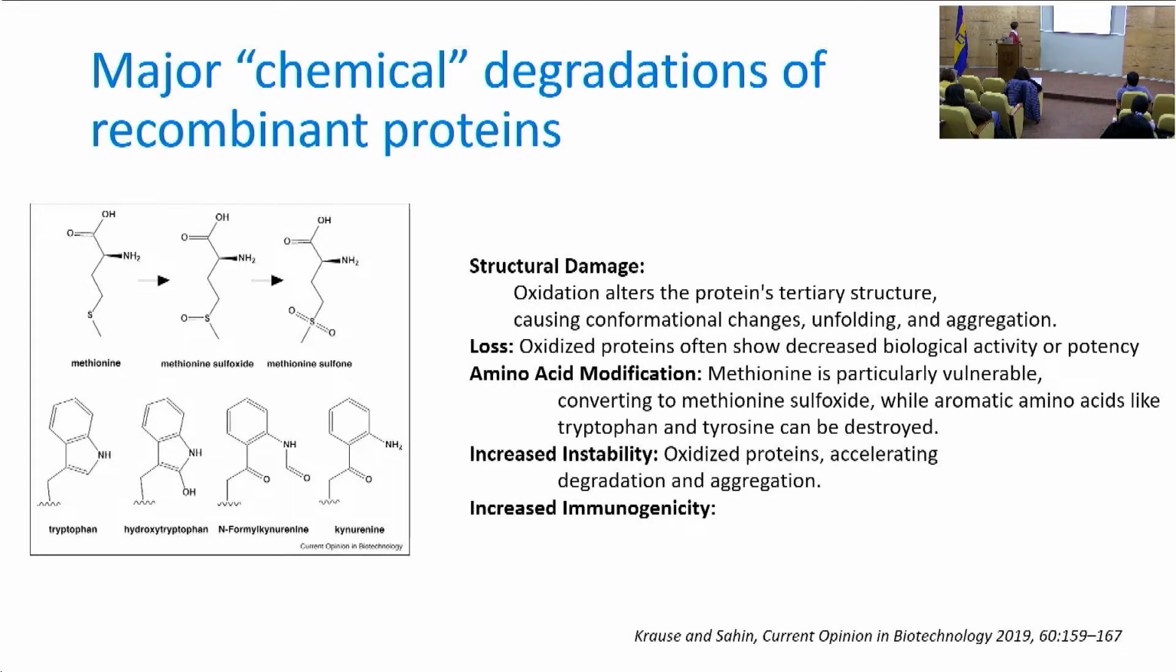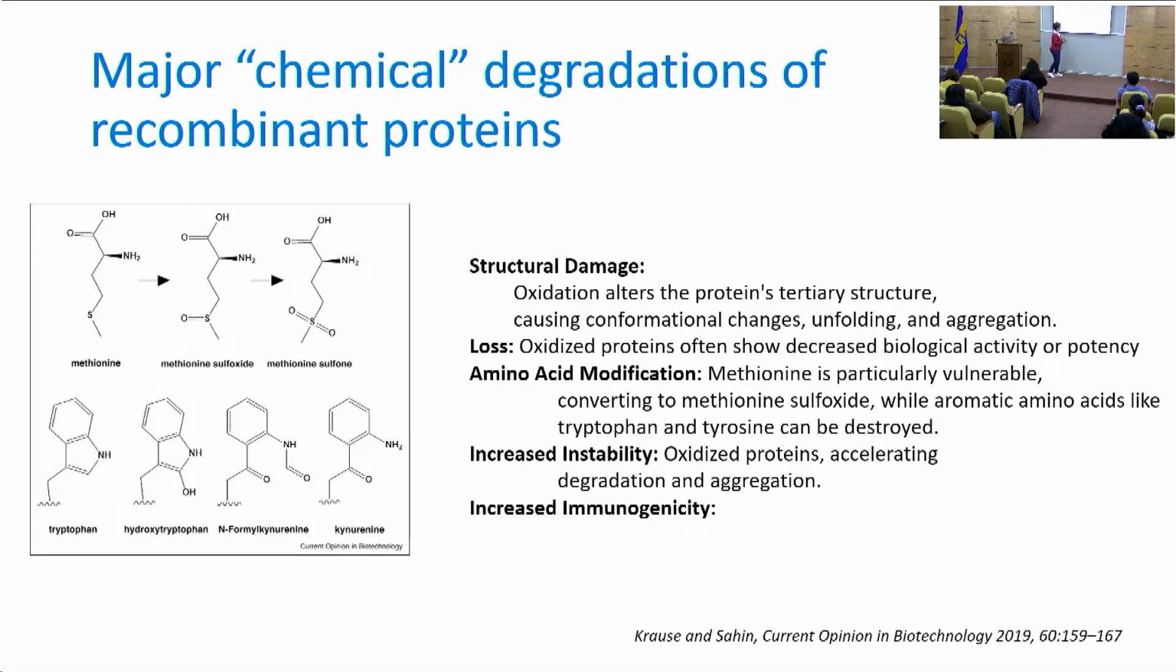Here is how the different processes lead to the oxidation of the protein through two amino acids, methionine and tryptophan. And why is there structural damage? Because oxidation alters the protein tertiary structure, which leads to conformational changes, thereby unfolding, and at the last stage, aggregation.